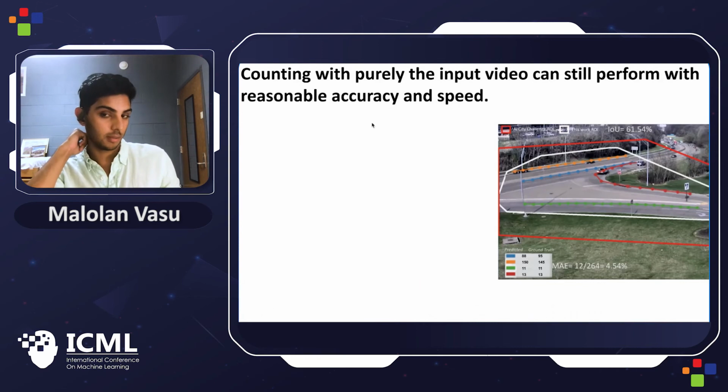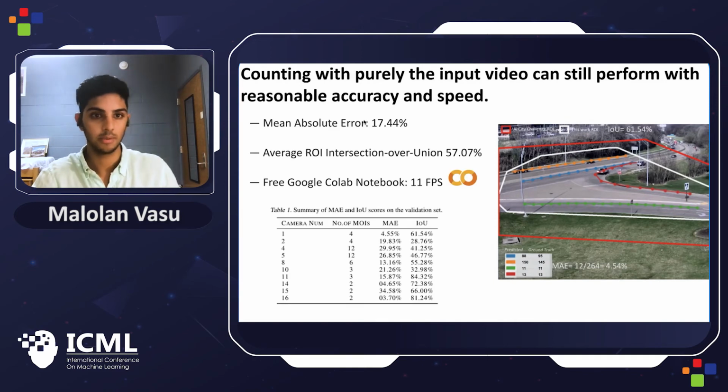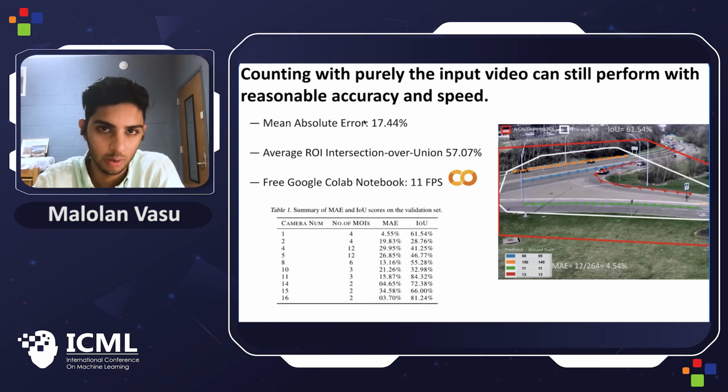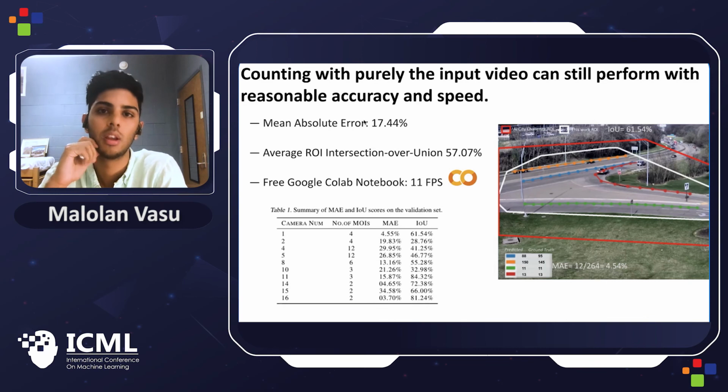So this approach gives you the same results you would expect from the AICD challenge, and it works pretty well. We're looking at a mean absolute error of 17%, great region of interest IOU, and pretty good processing speeds. We're looking at 11 FPS on a Google Colab notebook. If you beef up the GPU even a little, you can get 10, 20, 30 FPS. You can get more than 30 FPS easily. That's real-time detection.